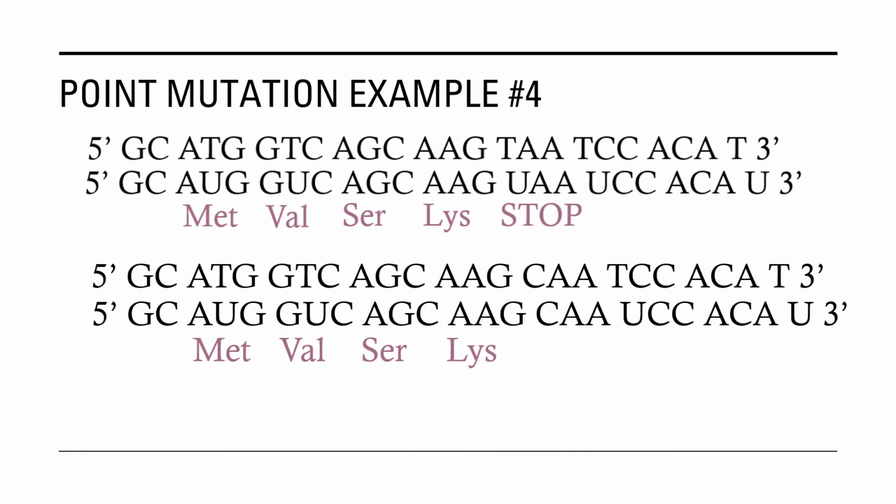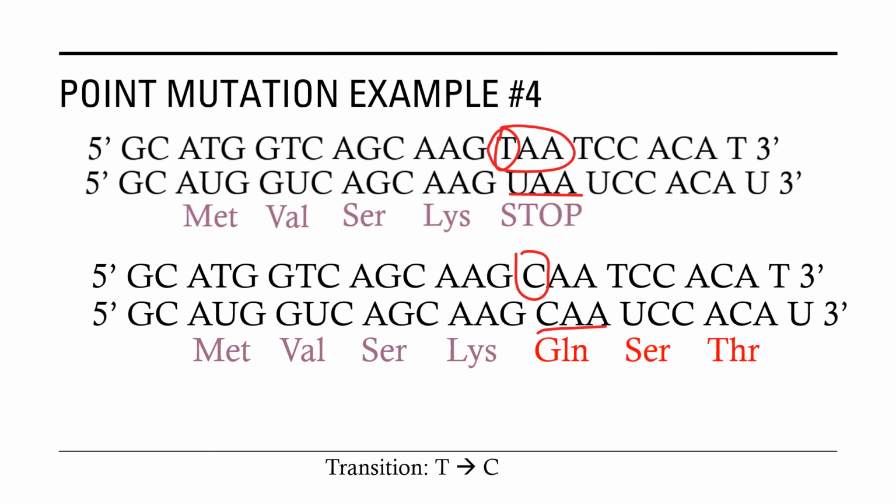In this last example, we will examine the impact of a transition point mutation within the DNA region that is transcribed into our stop codon. Here, thymine has been replaced by cytosine. As a result, instead of reading as UAA, the stop codon now reads as CAA, which codes for glutamine. With no stop codon in sight, translation will continue, giving us another serine and a threonine. The resulting protein is 3 amino acids longer than the original. A point mutation that, when transcribed, changes the stop codon into an amino acid codon is called a read-through mutation.